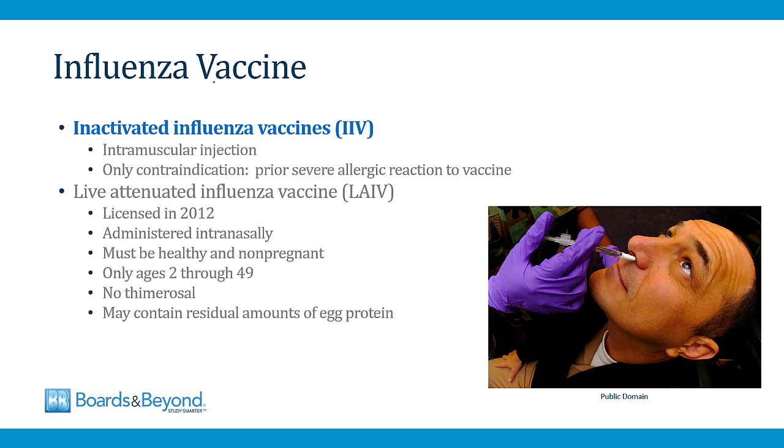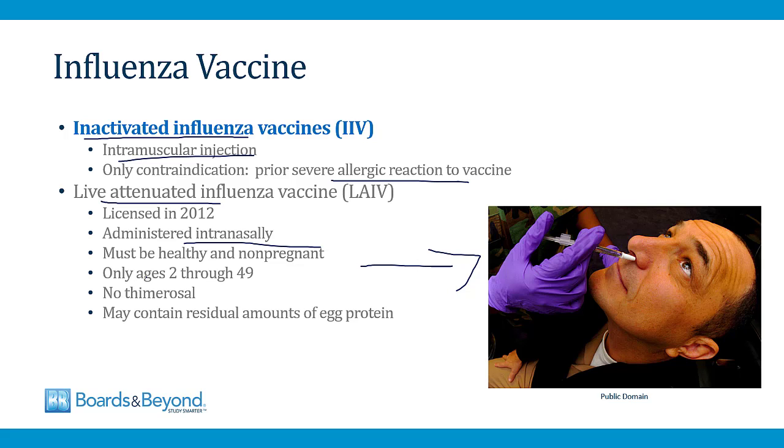There are 2 versions available in the US of the influenza vaccine. The standard vaccine is an inactivated or killed virus vaccine that's given by intramuscular injection. The only contraindication to this vaccine is a prior severe allergic reaction. The other version of the vaccine is a live attenuated flu vaccine. This was licensed in 2012, and its advantage is that it's given intranasally, like shown in this picture here. So for people who are afraid of needles and injections, this is an alternative option.